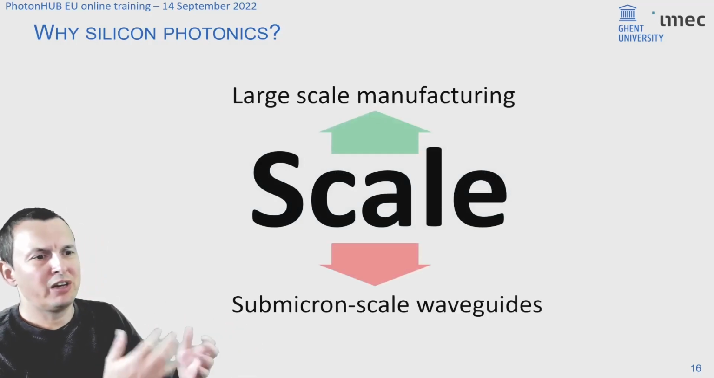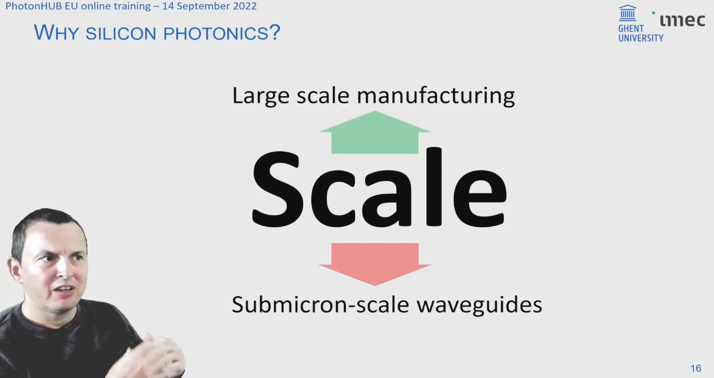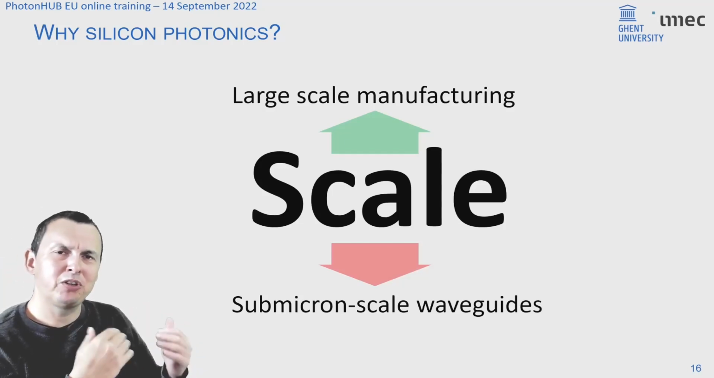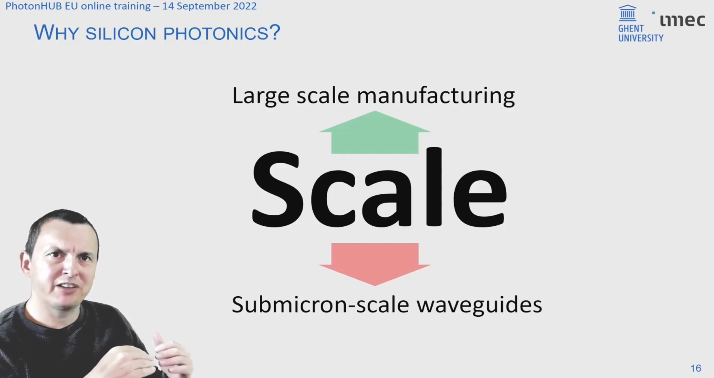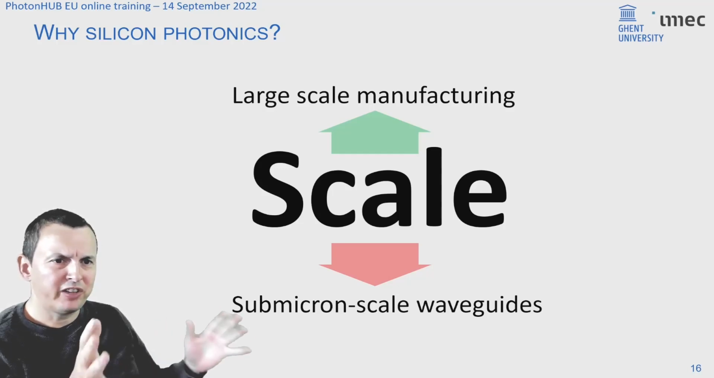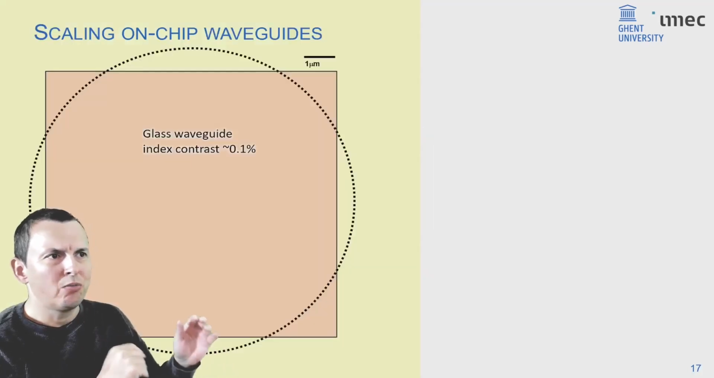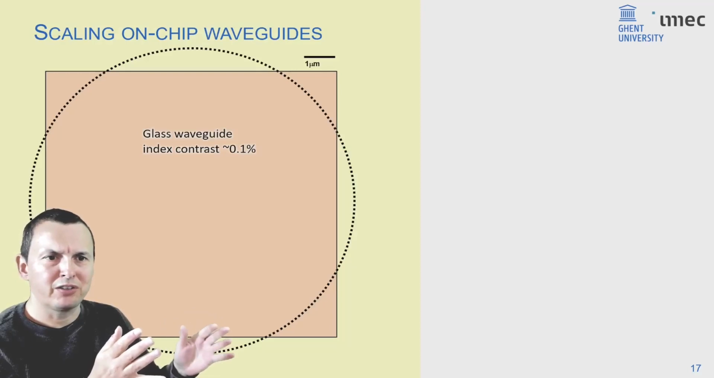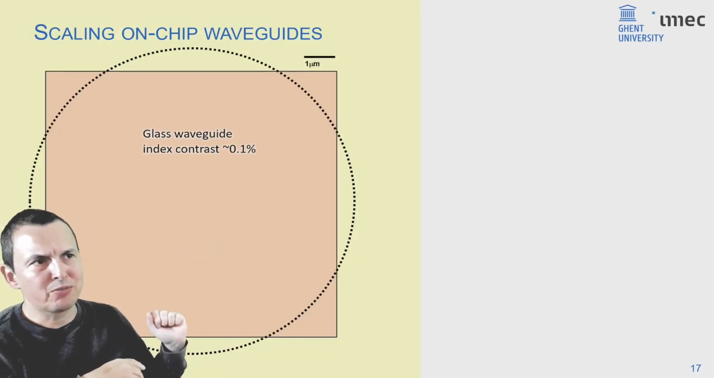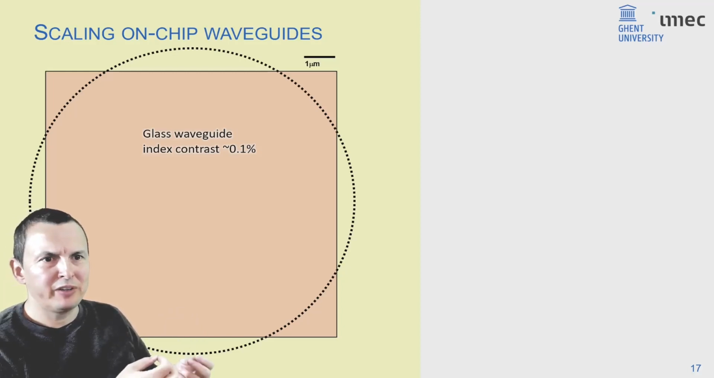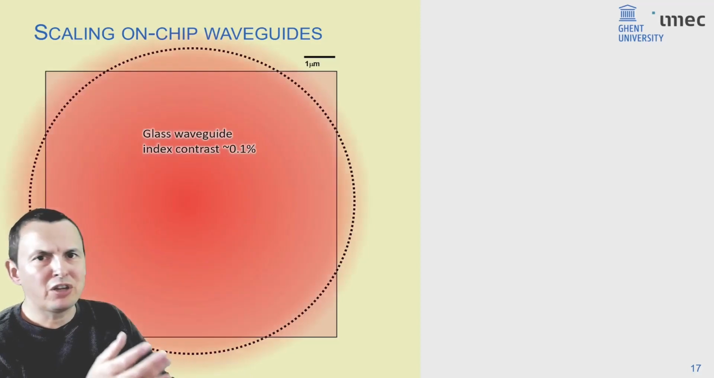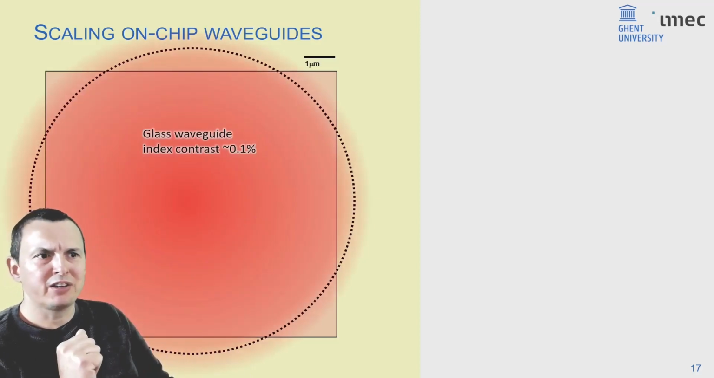But on the other hand, you have sub-micron scale waveguides. It's possible in silicon to make optical waveguides that are much smaller in size and in dimensions than a typical waveguide that people have been using for many, many years before. You can scale down your waveguide to sub-micrometer dimensions. And why is that? Well, it's mainly to do with the index contrast of silicon. If you take an optical fiber or a glass waveguide, you typically have a very low index contrast between the core that guides the light and the surrounding cladding. And as a result, your waveguide needs to be large to guide a single mode.